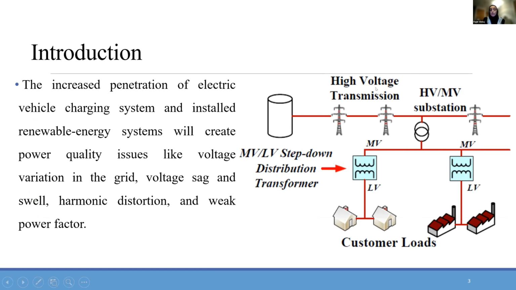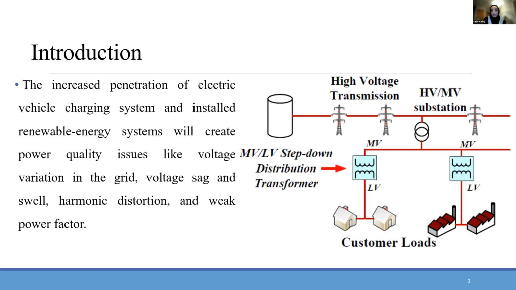Such as voltage variation in the grid, voltage sag, as well as harmonic distortion and a weak power factor. The reasons for voltage variation in the grid are load variation, renewable energy resources with weather disturbance, and also switching impact. The most serious problem in power systems is voltage sag and voltage swell, and these are issues challenging a lot of industrial customers in the distribution system.